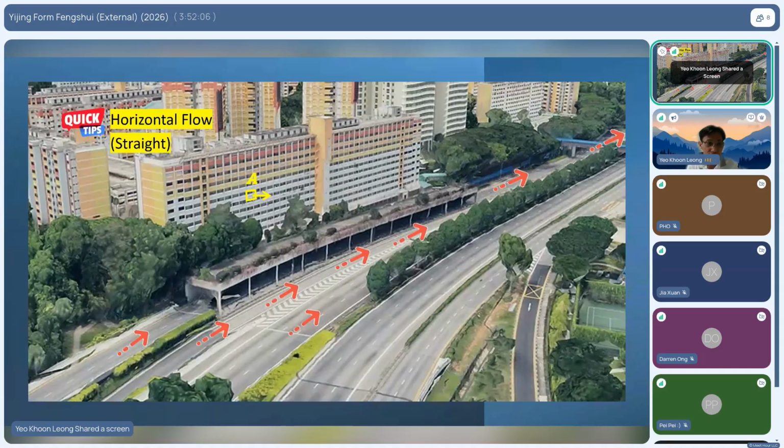Now let's apply what we just learned. Look at Unit A. Arrows are facing the bright hall. So that means the expressway. This is the expressway, PIE.